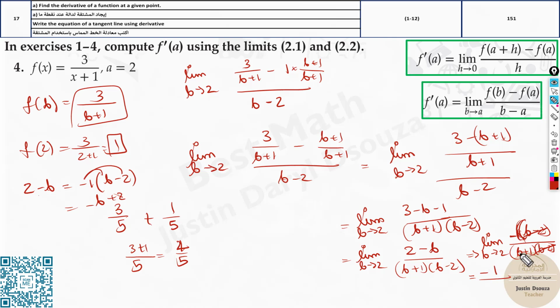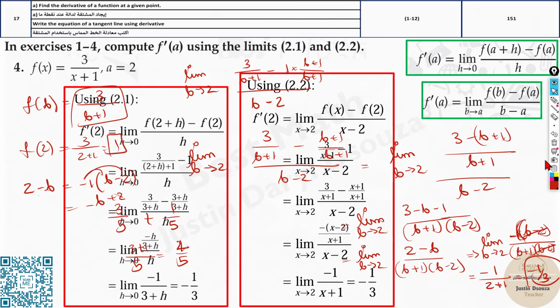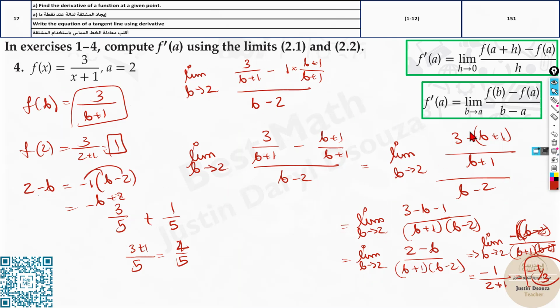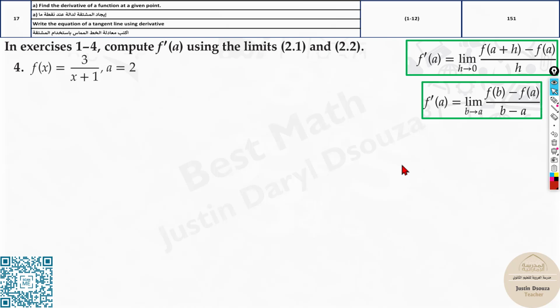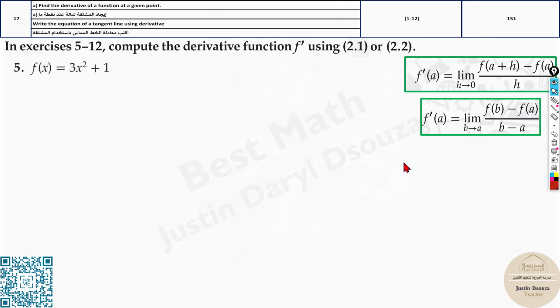Nothing means it's minus 1, and over here when you apply the limit, it's 2 plus 1, that's negative 1/3. So that is the same answer we got just a while ago. It's again negative 1/3. So this is how we solve using the second formula. Any formula, you'll get the same answer, and that's what we do.